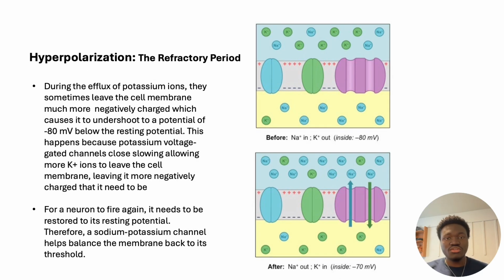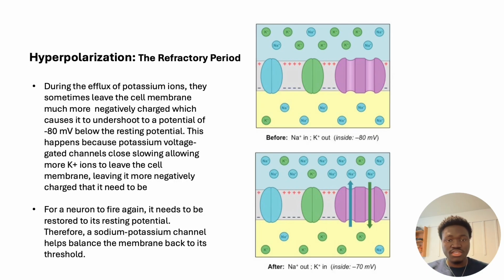In an attempt to restore the neuron cell back to its resting potential voltage during repolarization, the efflux of K+ ions sometimes exits the cell much more than needed because the potassium channel stays open a bit longer, allowing more K+ ions to leave the cell, causing it to be more negatively charged, to a voltage of about minus 80 millivolts.